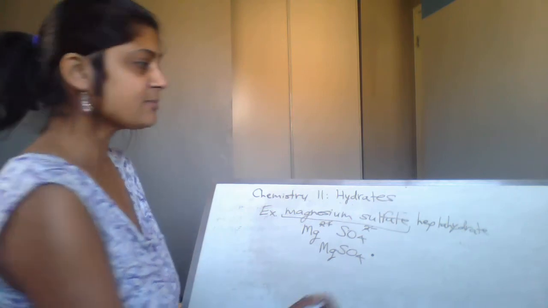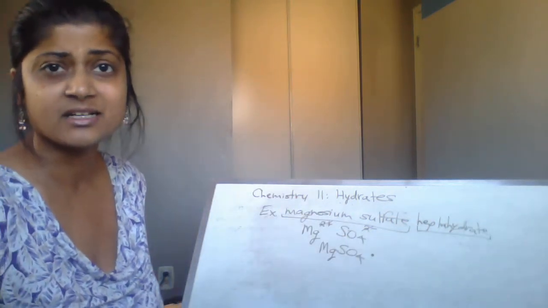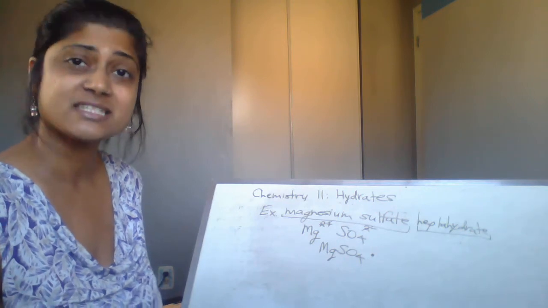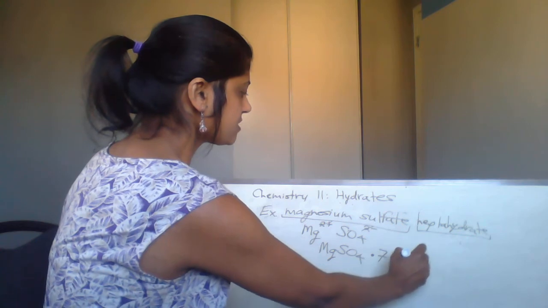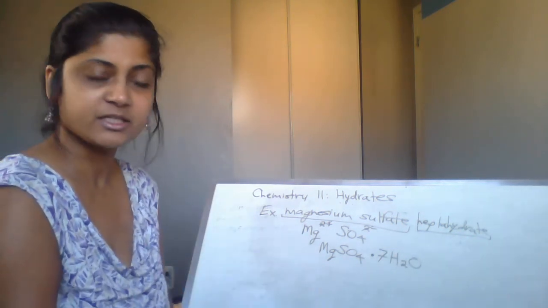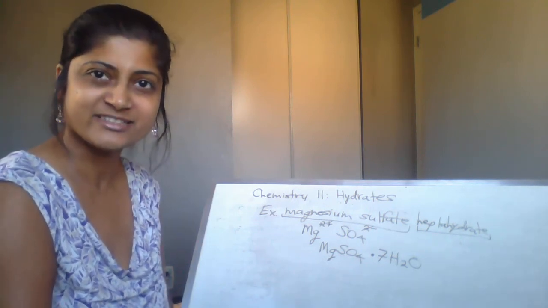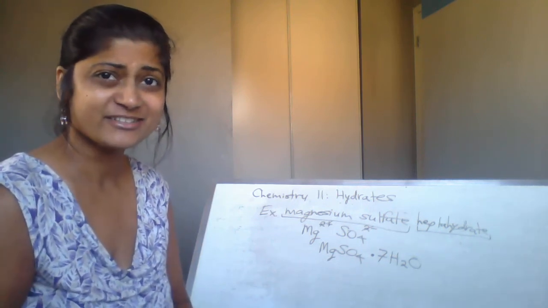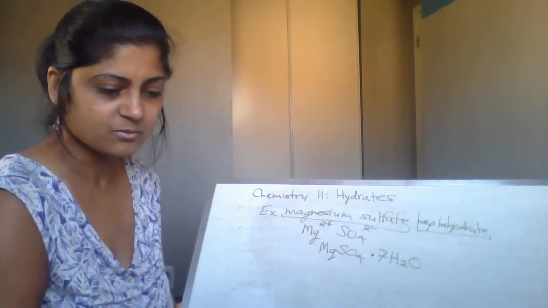Now we're looking at the hydrate. It says heptahydrate, so hepta is 7 molecules of water, and we put 7 H2O. So this is the formula: magnesium sulfate heptahydrate. Are there any questions there? Okay, good. So let's try maybe just a couple more examples here.